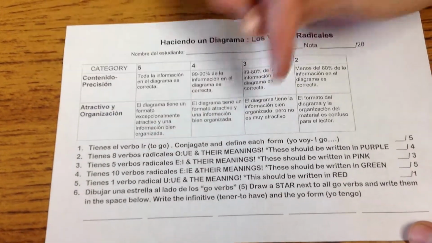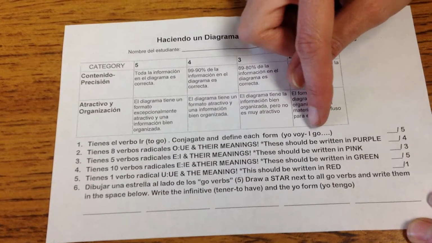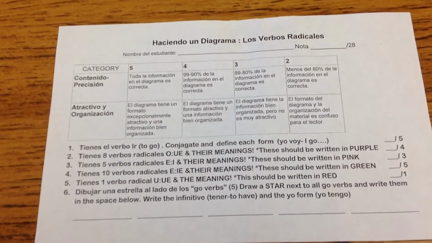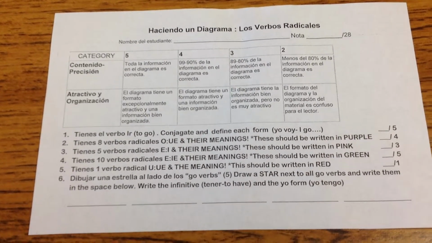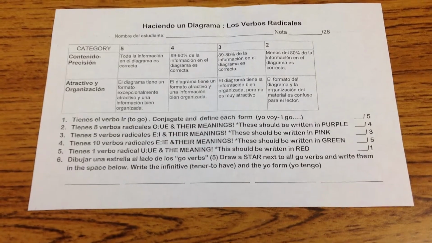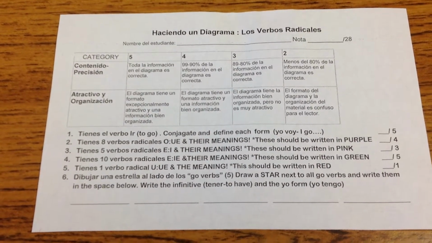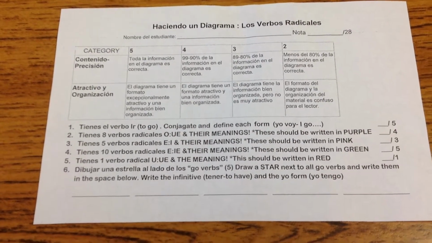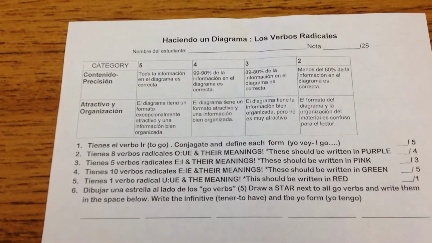So the first thing you have to do is you need to have the verb ir somewhere on this, and you need to conjugate it and define each of the forms. Okay, ir is a new verb that we've got in this chapter, okay? And so you need to, somewhere on your diagram, have ir means to go, and then you're going to write down yo voy, and that means I go. Tu vas, you informal go. So you have to define each of the forms, yeah? Do we understand that one? Okay, so you get 5 points just for doing that.